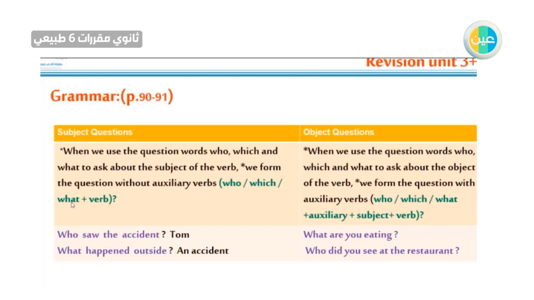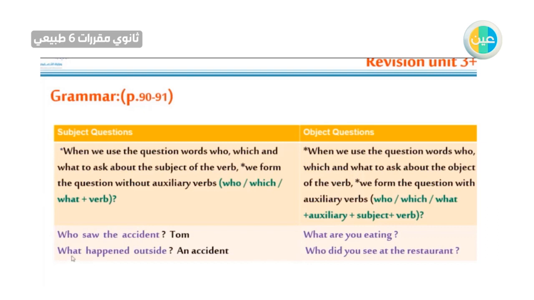Who, which, what? Use one of them. Who, if you are asking about a person. Which, it comes with person and things. And what, for just things. Then verb. Okay? Who saw the accident? Tom. Tom saw the accident. You want to ask, you will say, who saw the accident? There is no auxiliary, no changing.